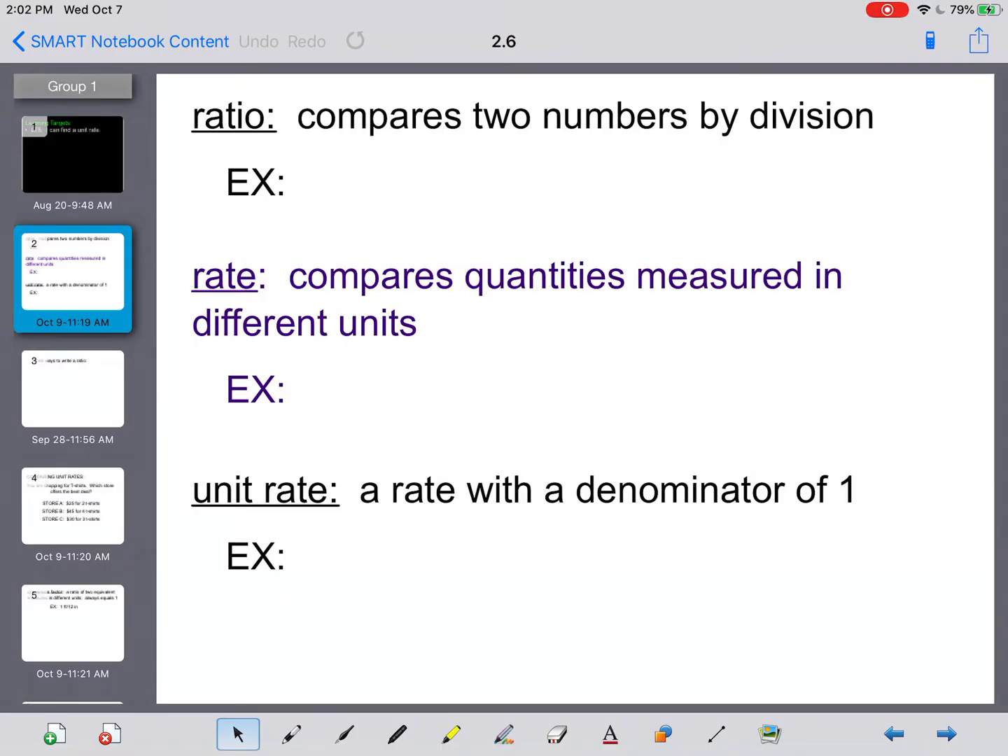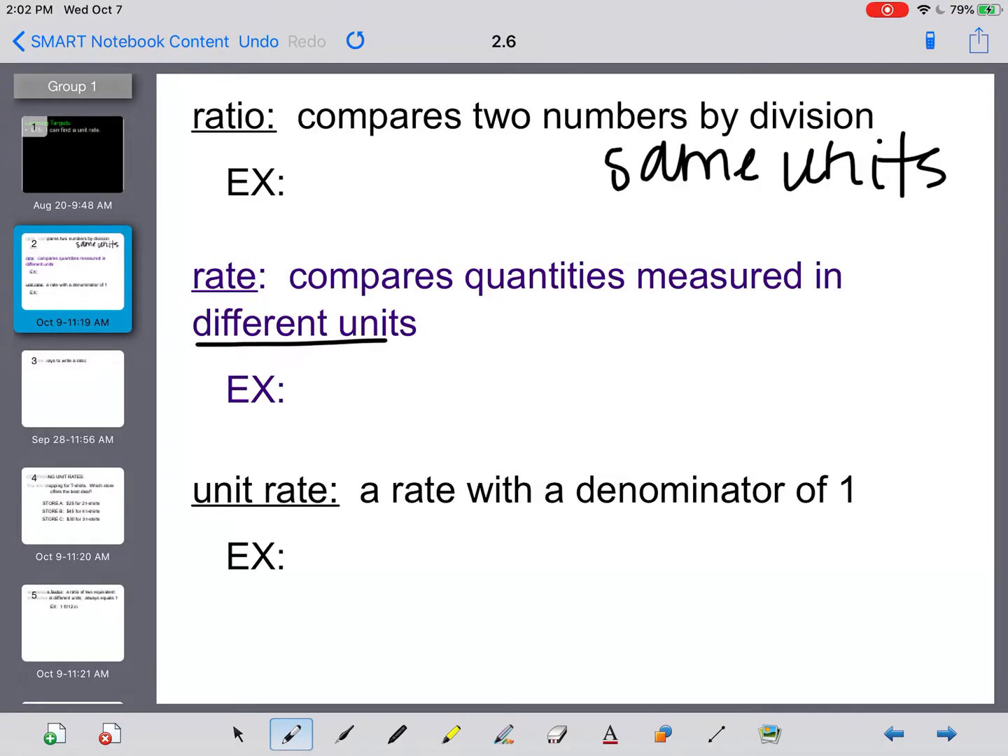Okay, starting with some vocab, a ratio compares two numbers by division. The two numbers that you are comparing will both have the same units. So for example, if I was talking about students in class, there's 4 girls to 3 boys.